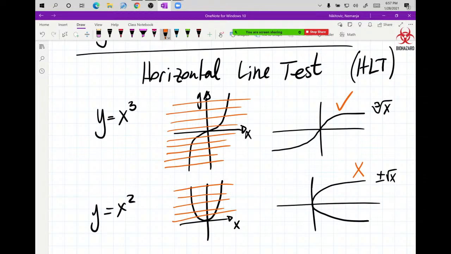So when you have a function in front of you, you mentally draw the horizontal lines, and if it passes in every instance, guess what? You have an inverse function on the other end. But if it fails, like right there, if it fails on the horizontal line test, then you don't have a function on the other end. Isn't this cool?